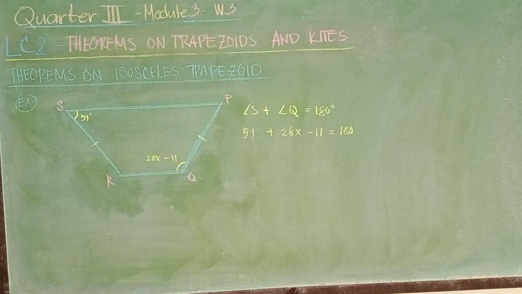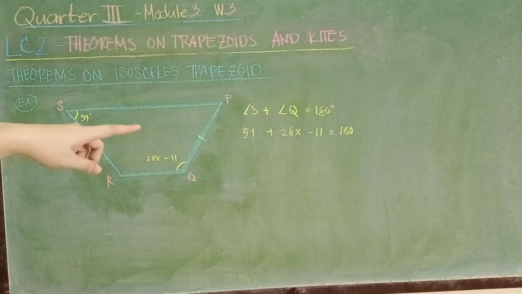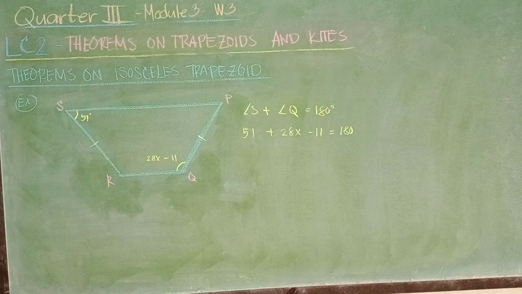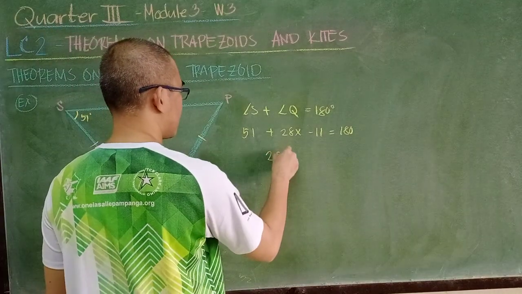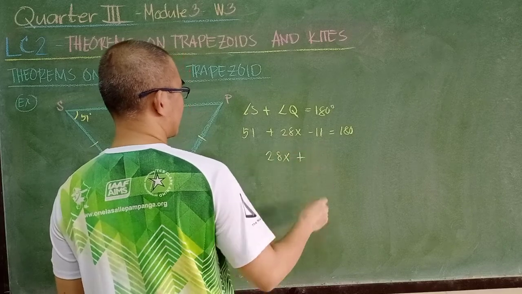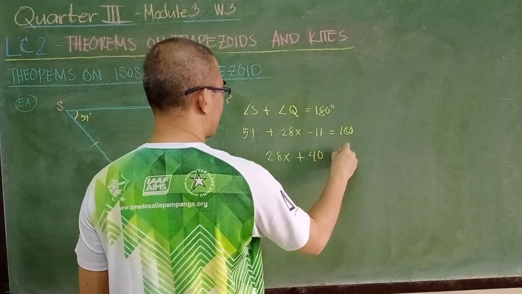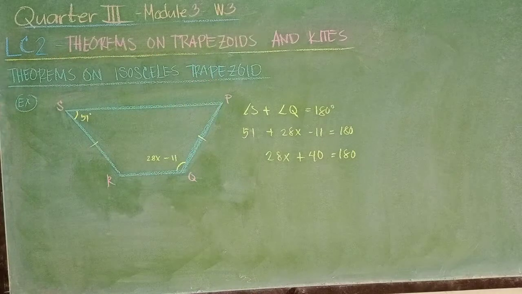So, i-combine muna natin yung mga like terms. So, yung mga like terms dito is yung dalawang constant natin, yung 51 at saka yung negative 11. So, 51 minus 11 is equal to positive 40. So 28x plus 40 is equal to 180 degrees.